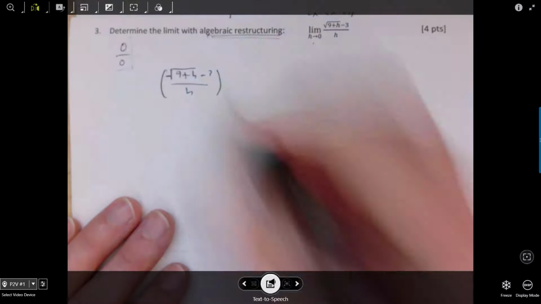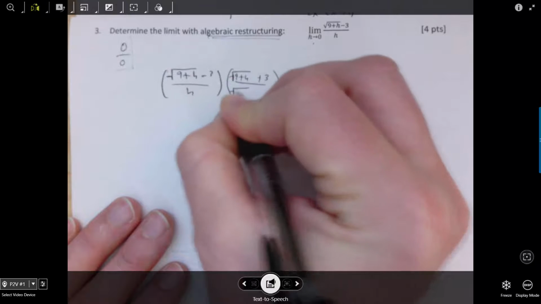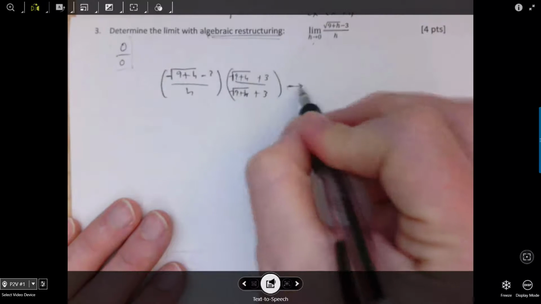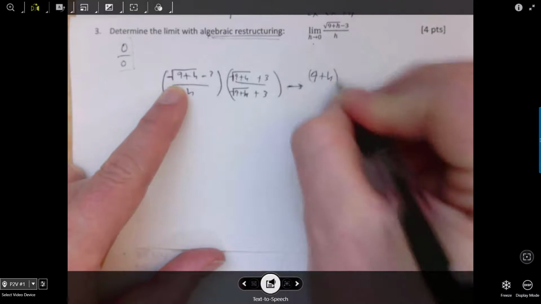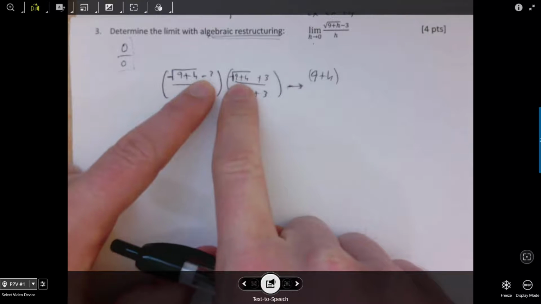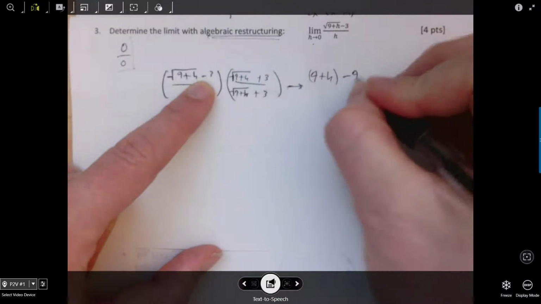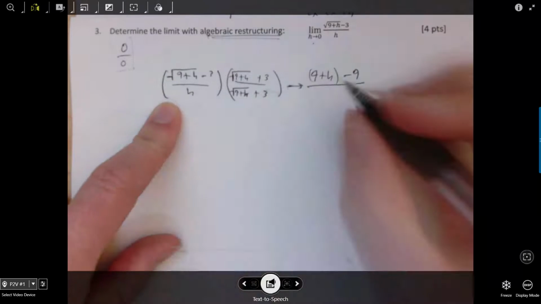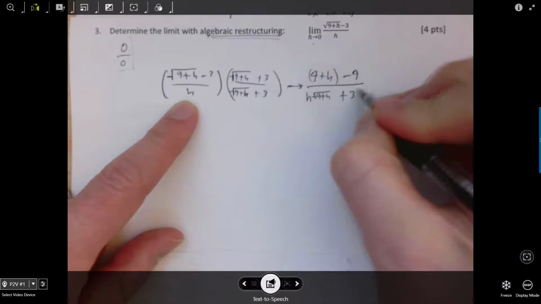So let's write that, and then I'm going to multiply it by root 9 plus h plus 3 over root 9 plus h plus 3. And look what happens when we multiply this out. The square root times the square root undoes each other, so that's just 9 plus h. Then we've got plus 3 times the root, and minus 3 times the root, so those cancel each other. And then minus 3 times positive 3 gives us negative 9. Very nice. Then in the denominator, I've got h times each of those terms: h times root 9 plus h, and plus 3h.